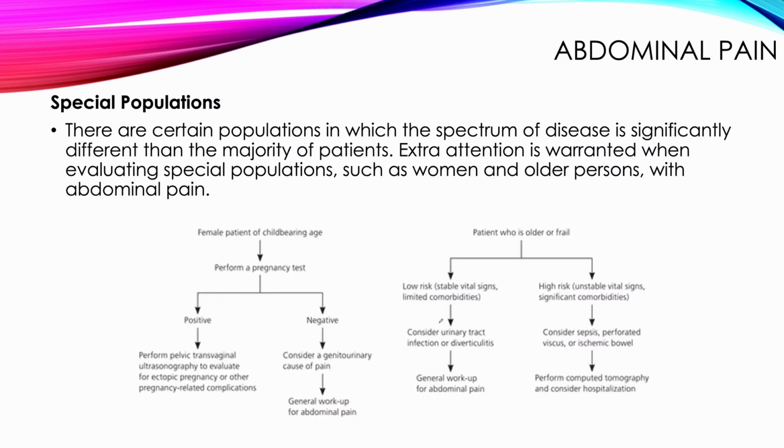All right, so again, some special populations. We talked about them already a little bit. Women in childbearing age, first thing we have to do, of course, after we assess their status, they get their vital signs, everything, is to do a pregnancy test. If it's positive, we're going to do a transvaginal ultrasound looking for ectopic pregnancy. It is an ectopic pregnancy until proven otherwise for abdominal pain and a positive pregnancy test.